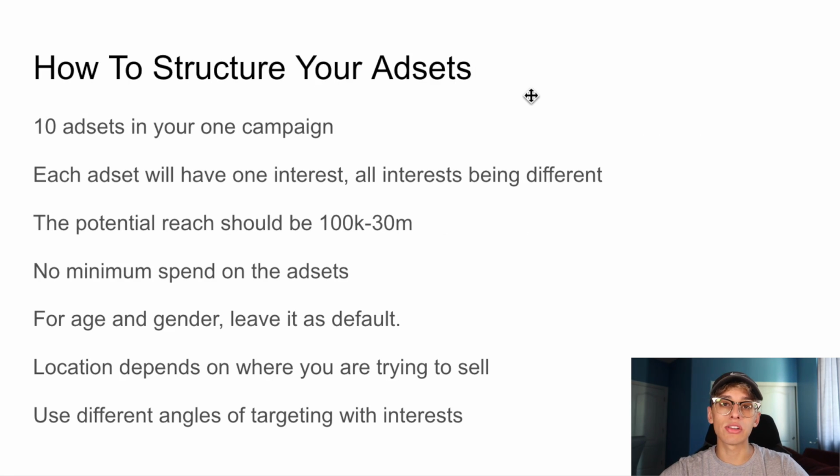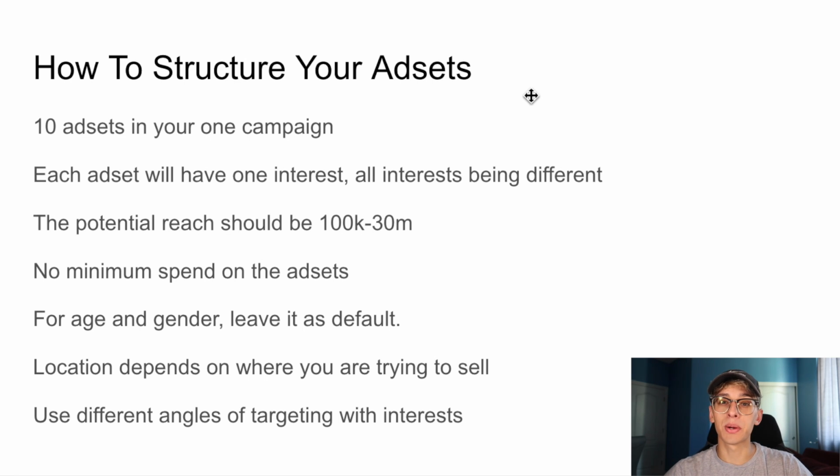So the next thing is how to structure your ad sets. So what I do is just 10 ad sets in one campaign. Each ad set will have one interest, meaning you'll have 10 different interests across all of your ad sets. So if you guys need me to simplify that, if you have 10 ad sets, you have one single interest in each ad set, and they're all different. I've had people who thought I meant 10 different interests in each ad set. No, it's one single interest. They're all different in the 10 ad sets. So that's how you structure that.